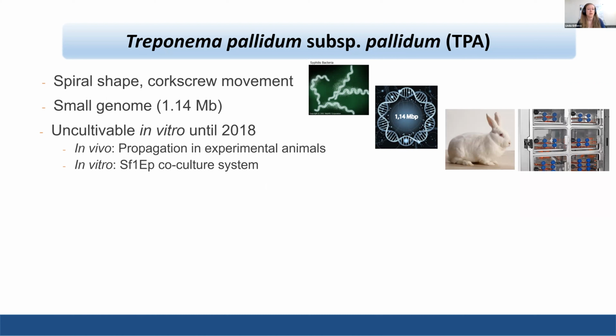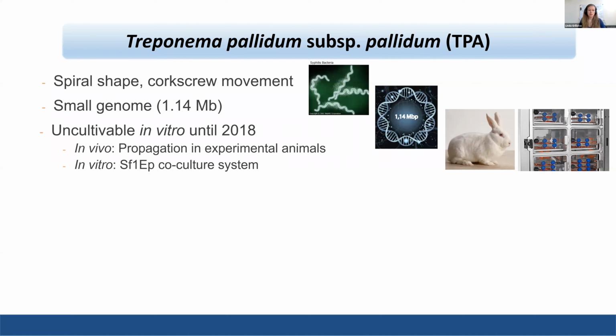All these things actually show that T. pallidum is extremely adapted to the human host, and this was actually the reason why we were not able to cultivate this pathogen in vitro until 2018. So before 2018, most of the experimental data came actually from treponemes that were propagated in experimental animals, in experimental rabbits. After 2018, we are using in vitro cultivation in a co-culture system. That means in the presence of other eukaryotic cells.